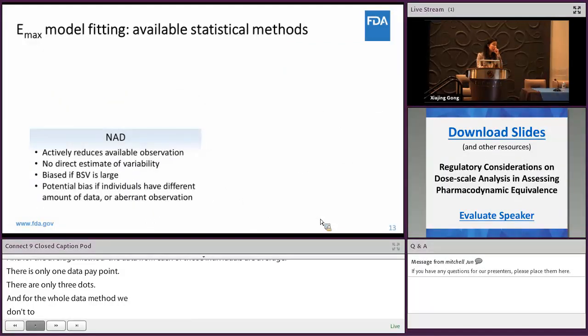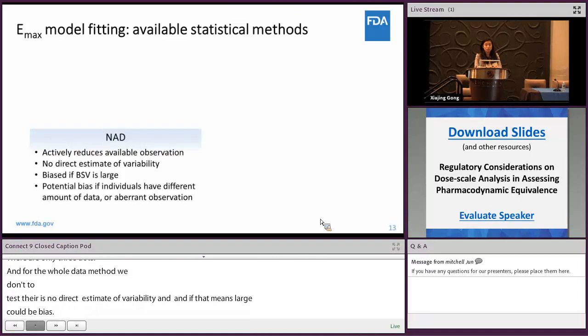So for the NAD approach, naive average, you can see that by doing the average, you are actually actively reducing the available data. And there is no direct estimate of variability. And by the way, BSV stands for between subject variability. And if BSV is large, the estimation from this method could be biased. And if the individual has different amounts of data or aberrant observations, potentially biased results may be generated.